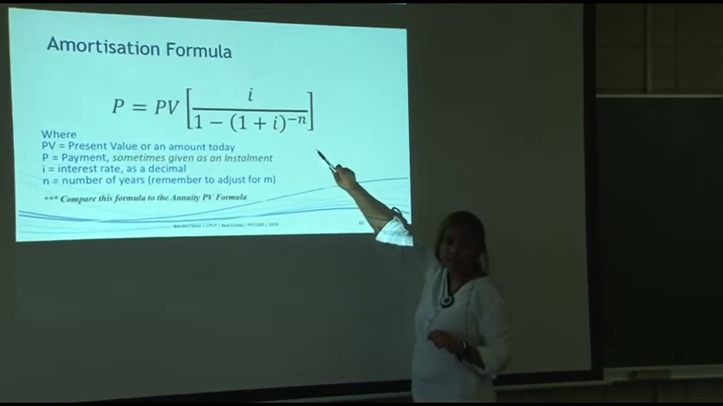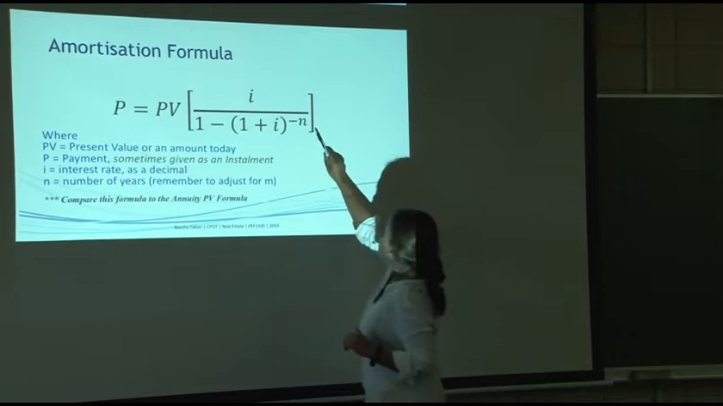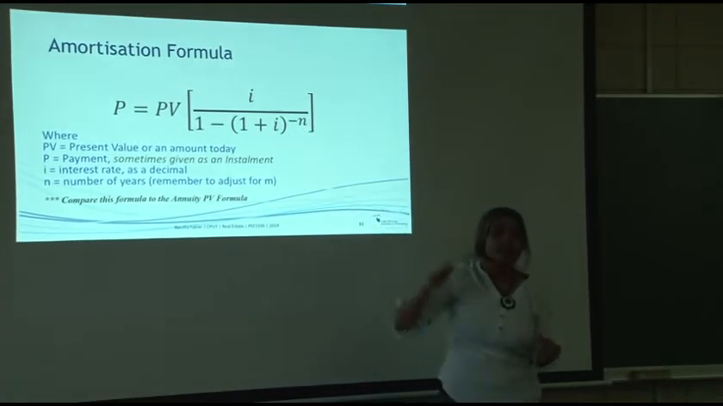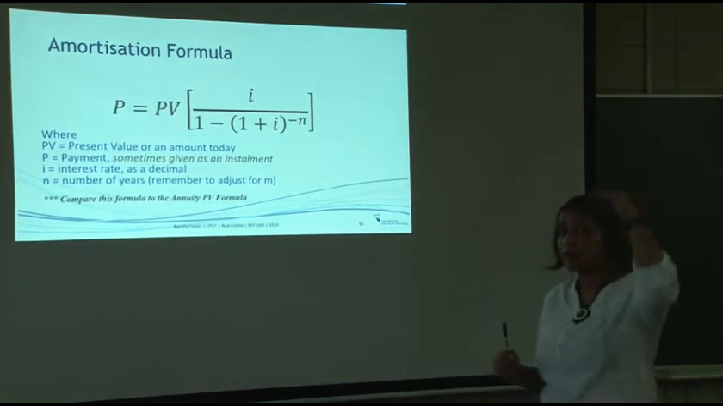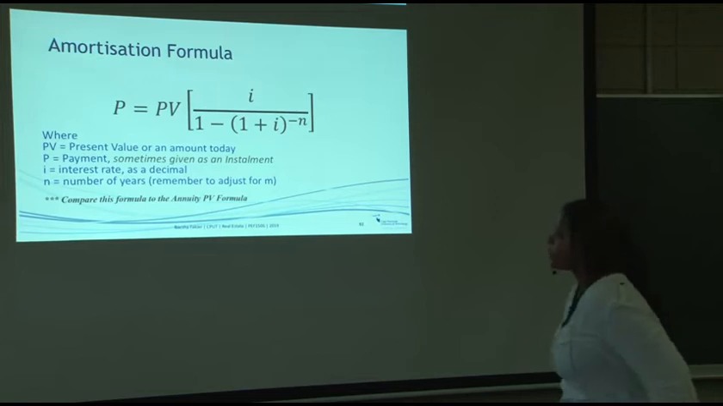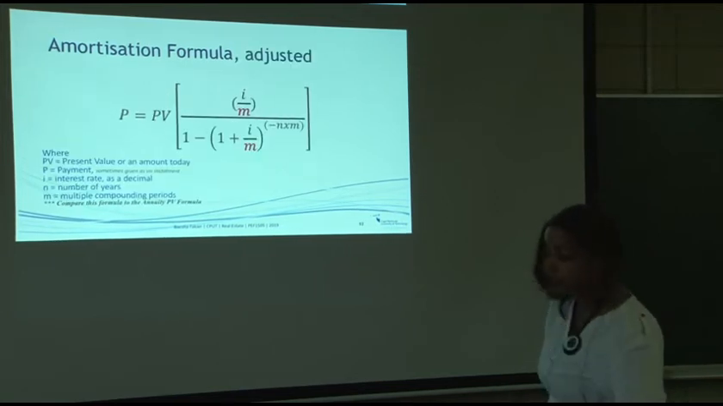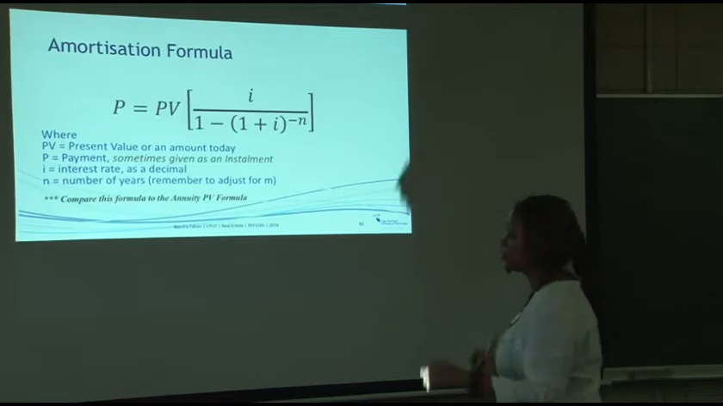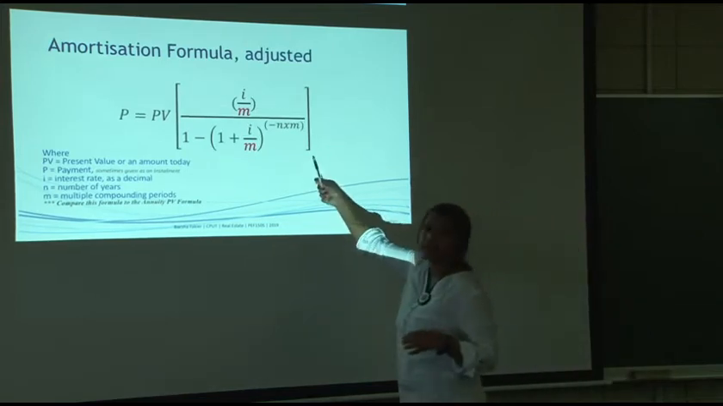This formula is an annual formula. N is number of years. Can you see here the negative N exponent is at the bottom? In the annuity's present value, the negative N exponent was on the top, above the divide line, right? That is the formula. This is the formula that you will get on your formula sheet. It will be up to you to earn your 1 mark by adjusting the formula.